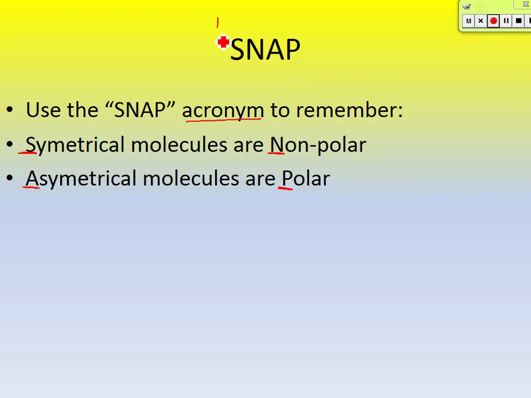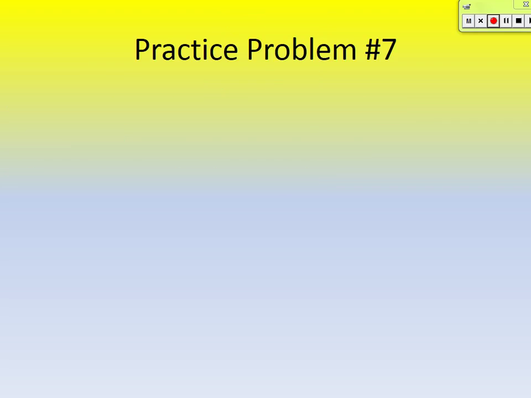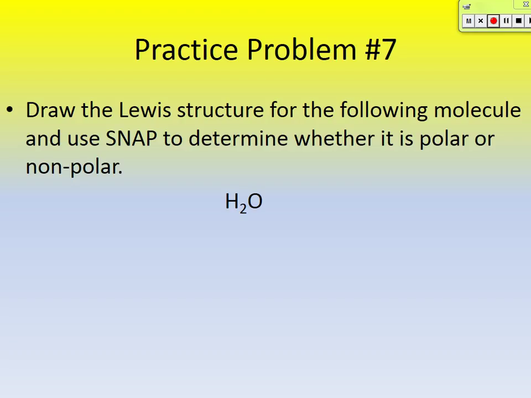Okay, one more time. Let's go through it. What does the S stand for? Symmetrical. Nonpolar. Asymmetrical is polar. Now, if there's symmetry, does it have to be in every direction? Yes, it does. It has to be symmetrical in every direction for it to be considered nonpolar. All right, let's try a practice problem and see if we've got this. Number 7 says to draw the Lewis structure for the following molecule. So we need to do that first, and then we're going to use SNAP to determine whether it's polar or nonpolar.